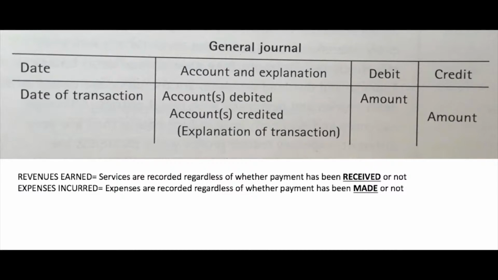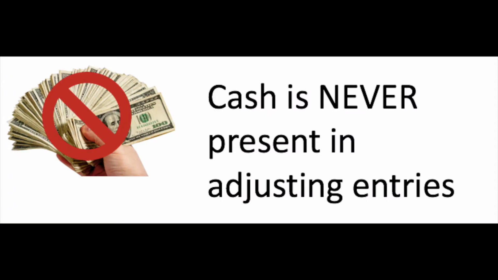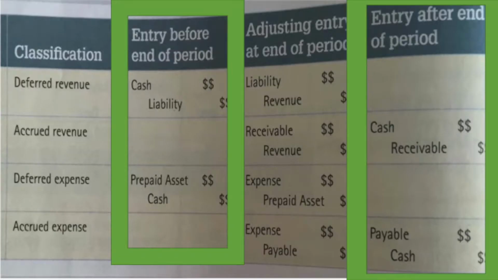In other words, it is similar to accrual accounting, however the revenues and expenses are being recorded to keep the journal up to date. An important tip to remember when attacking adjusting journal entries is that cash is never involved within any of these entries. Cash will only ever occur before the end of the period or after the ending period. This is evident in this diagram, where you can see cash is never present in the adjusting entry.